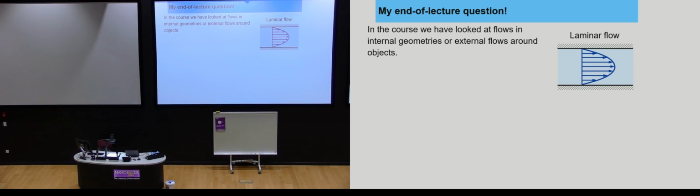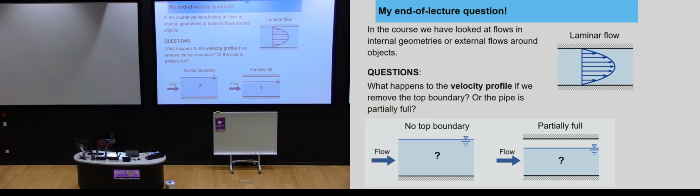So my end of lecture question. In this course, we have looked at flows in internal geometries and external flows around objects. And you can see we had fully developed laminar flow in a pipe. However, we don't always have a situation like that. What would happen if this pipe here is only partially full? What happens to the velocity profile for a partially full pipe? Or what happens if there's no top boundary at all? What happens to this velocity profile? Okay, so that is your question to think about.